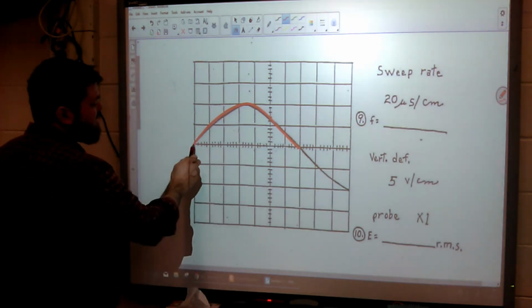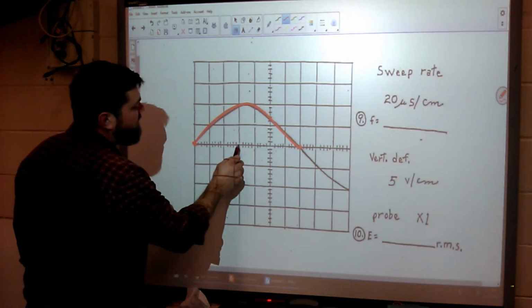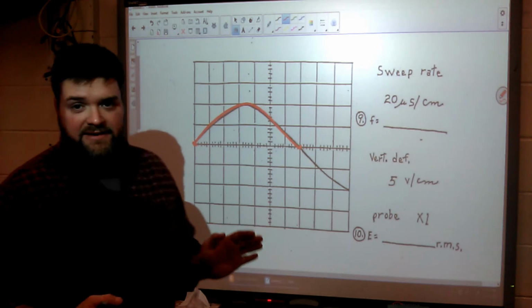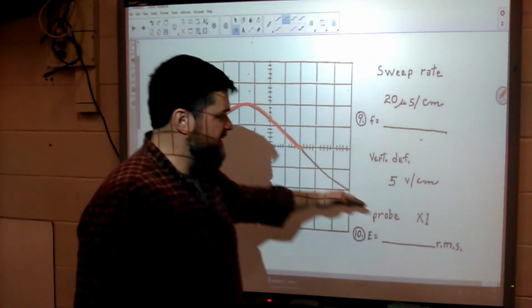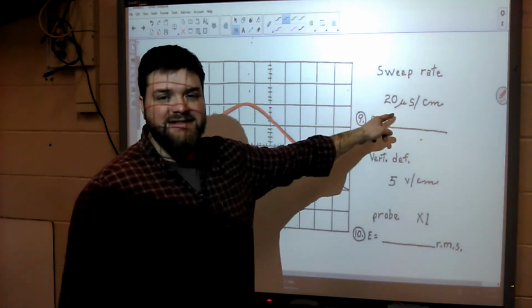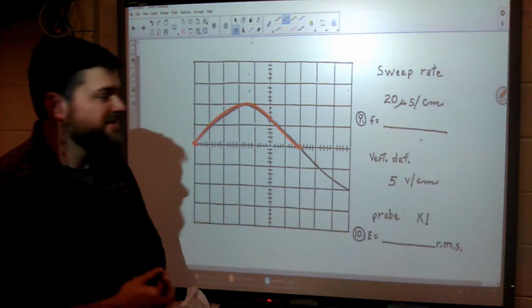So how many squares do we have from here to here? Well, 1, 2, 3, 4, 5, 6, 7. It's 7 squares wide for the positive peak. So the negative peak must also be 7. Now, truthfully, what you should do is change the settings on your scope so you can fit it on the screen. But that's not part of the worksheet.